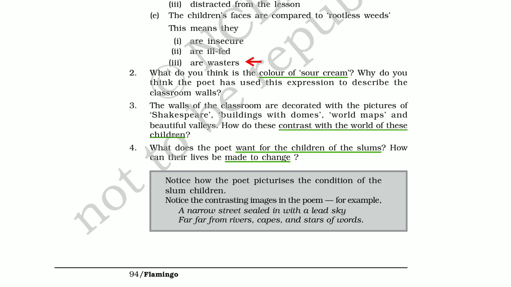Next, what does the poet want for the children of the slums? How can their lives be made to change? The poet here wants that the slum children should be rid of their dull and dreary routine. They should be provided opportunities to experience the beauty of the world outside their slums. They should live life in the lap of nature, discover its joy, and accumulate the wealth of knowledge. Means they should be given a chance to get educated, to get formal education.